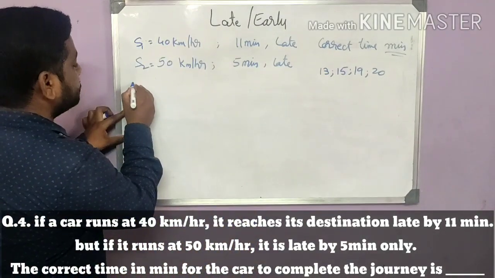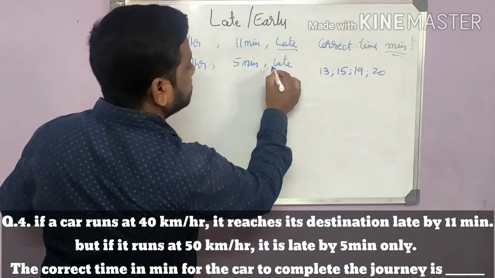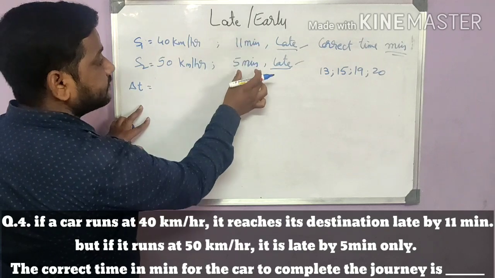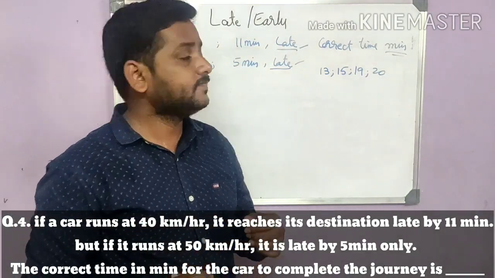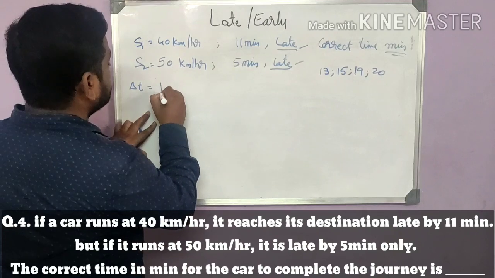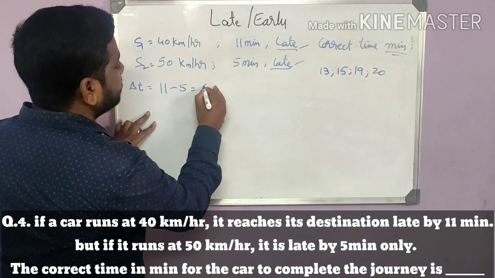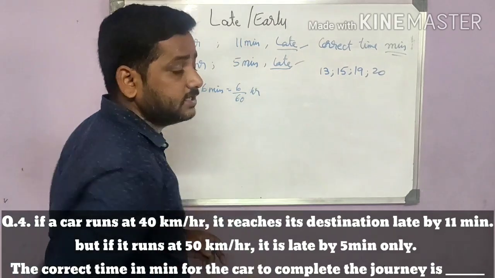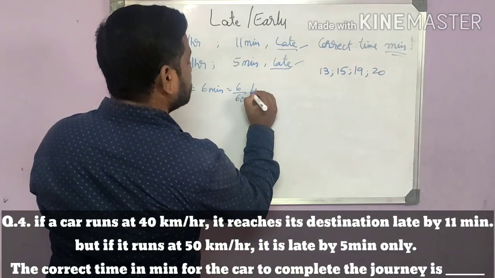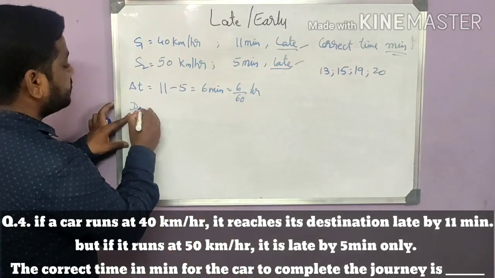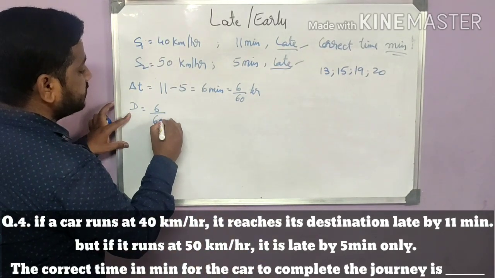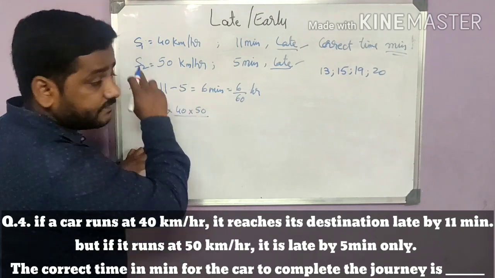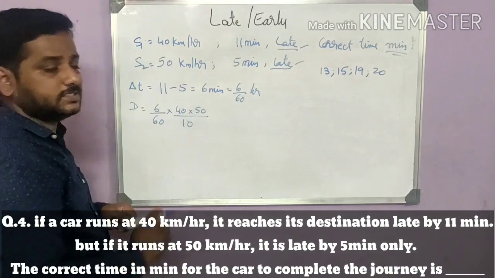First find the delta t. First understand that in both conditions it is late. So if it is late, you should take the difference of the time. So 11 minus 5 is 6 minutes. So 6 by 60 is the time in hours. So keep it in hours. Then D is equal to delta t into speed 1 into speed 2 by the difference of the speeds, that is 50 minus 40, which is 10.